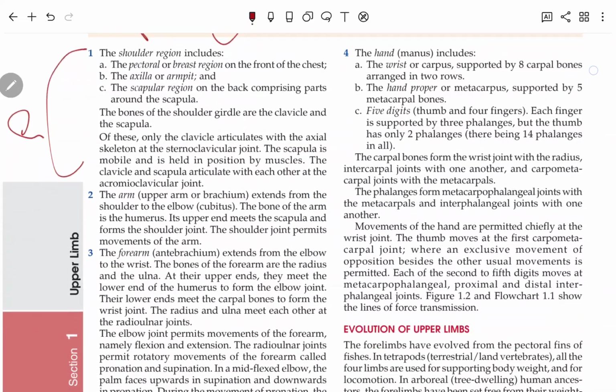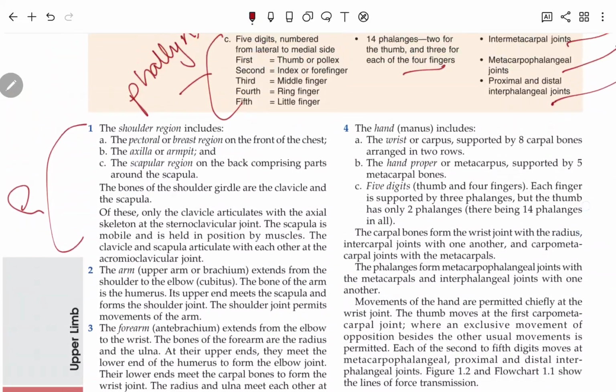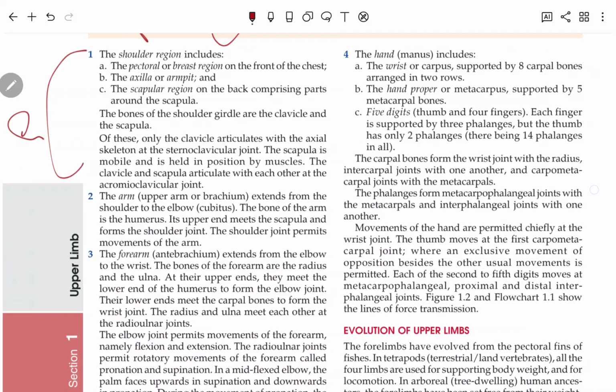Though any questions won't come from this, it's for introduction, for knowledge, like this is what you are going to study.